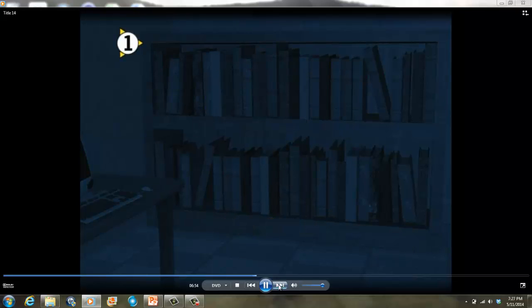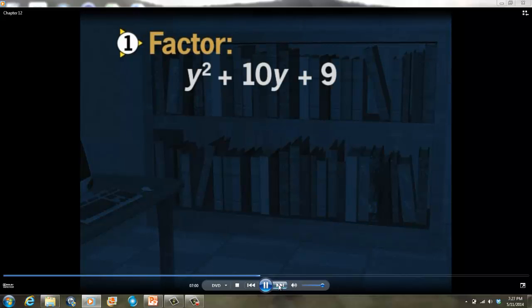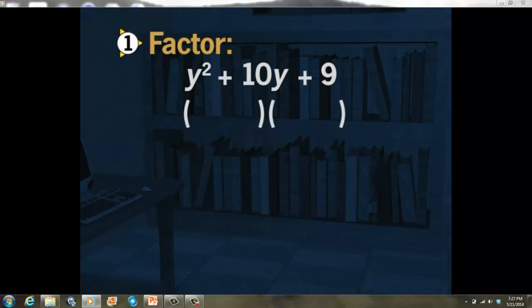In question 1 of your guided notes, factor the expression y squared plus 10y plus 9. Should I look for a common factor first? Yes, you should always begin each factoring problem by looking for a common factor to factor out. Because we are learning a new factoring technique, none of the problems in this lesson will have a common factor to factor out.